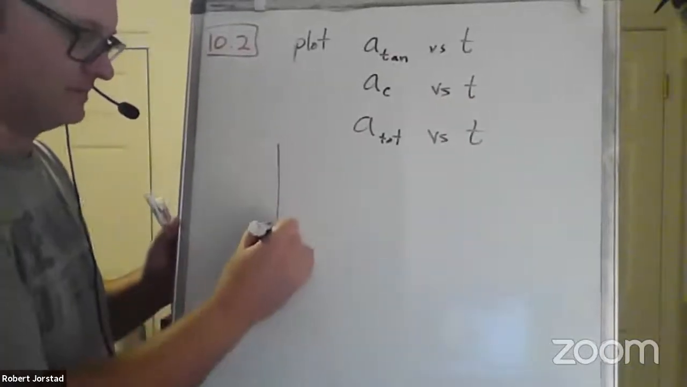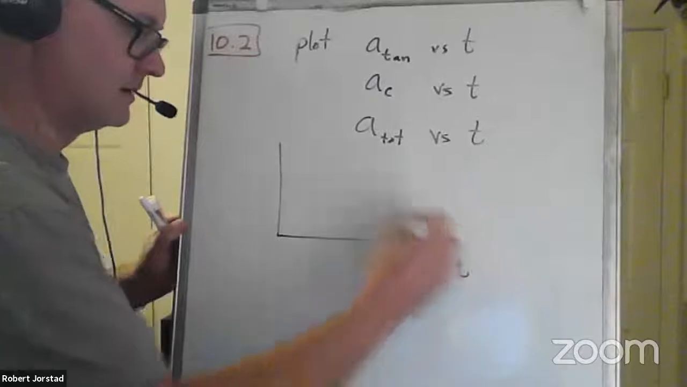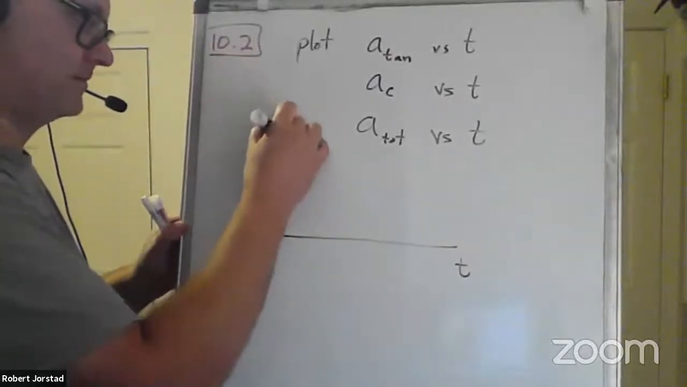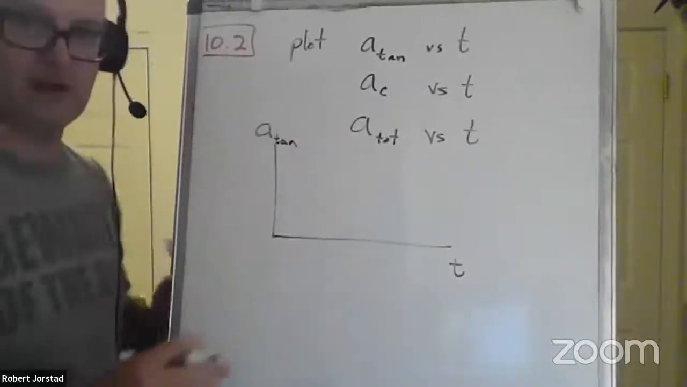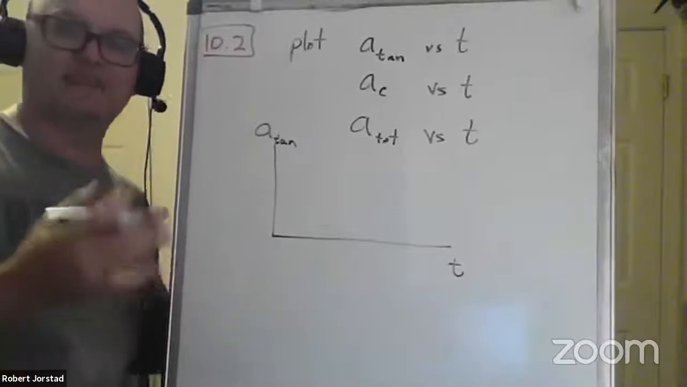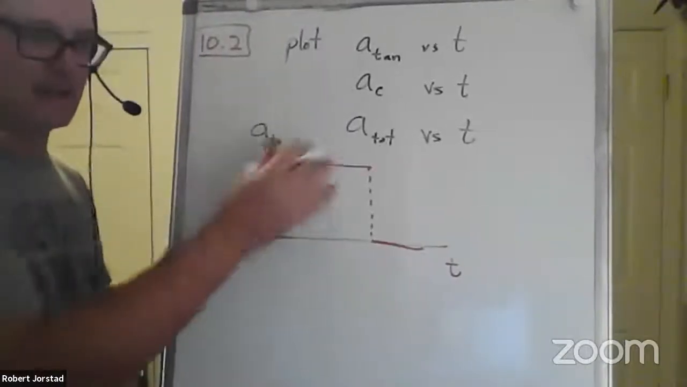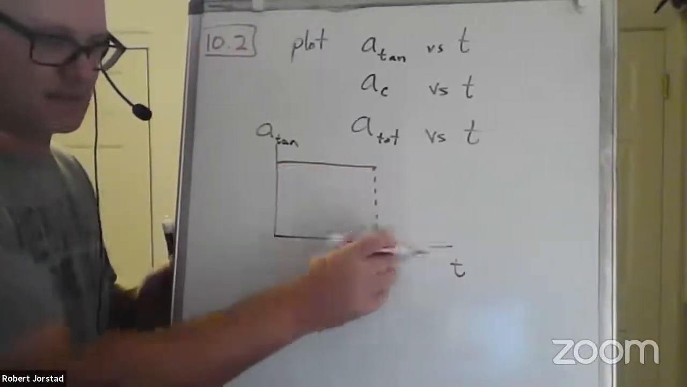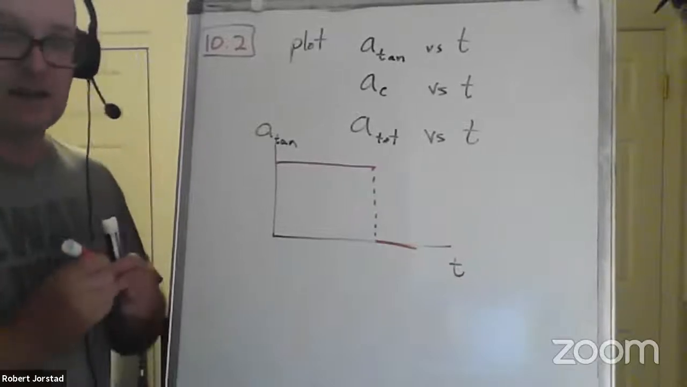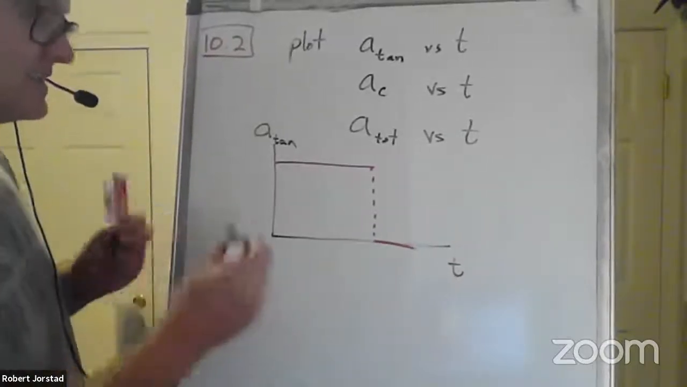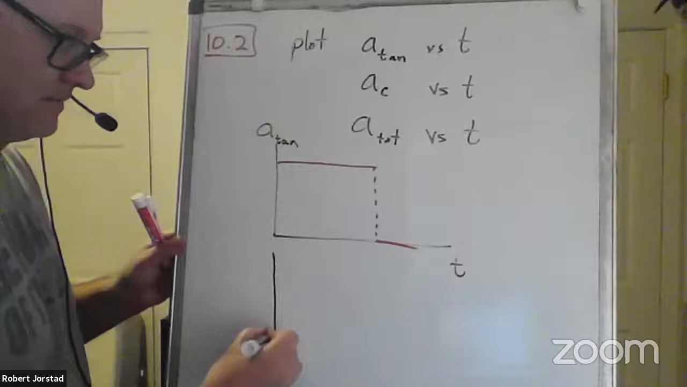So tell me, forgetting the units for right now, what do you think A tan versus time looks like? Is it a straight line up until a point, then it goes to 0? Something like that. I don't know the exact lengths of time, so let's just say it looks something like that. Excellent.